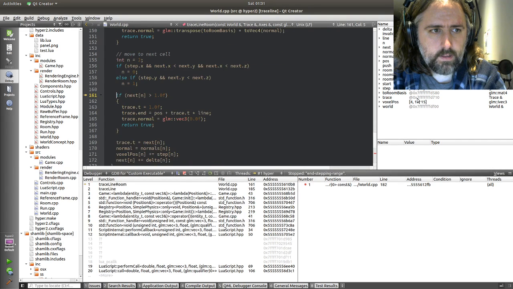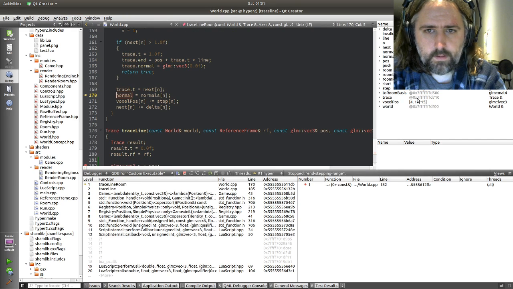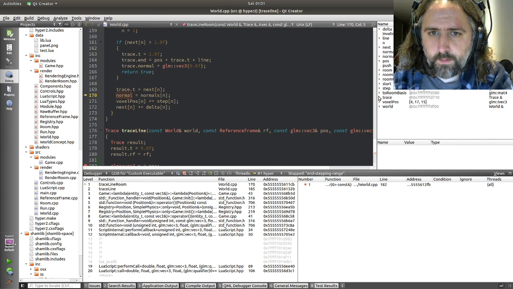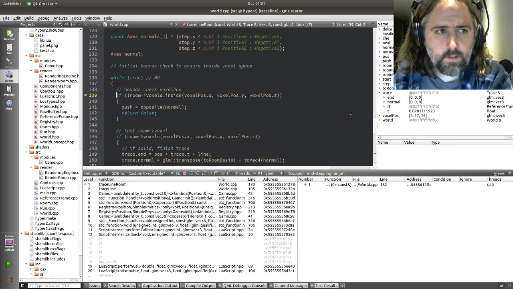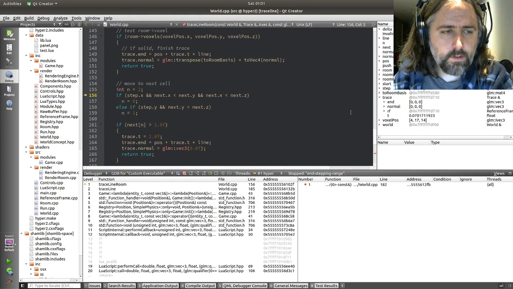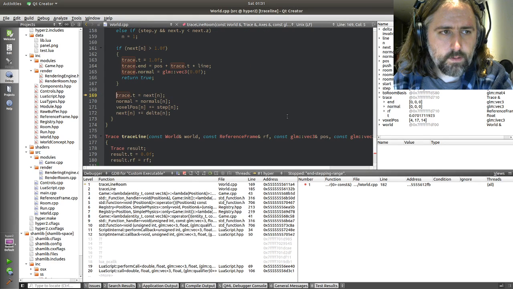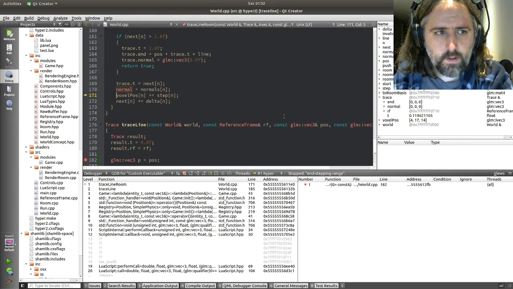Move to cell. Okay, the trace moves forward. 7%. It's going to have to go through 2 or 3 before it gets to the next room. 11%.